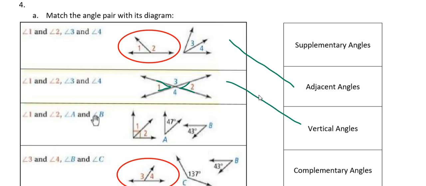But angles 3 and 4 have the same relationship to each other. They're across from each other. They point directly at each other. They're vertical angles.